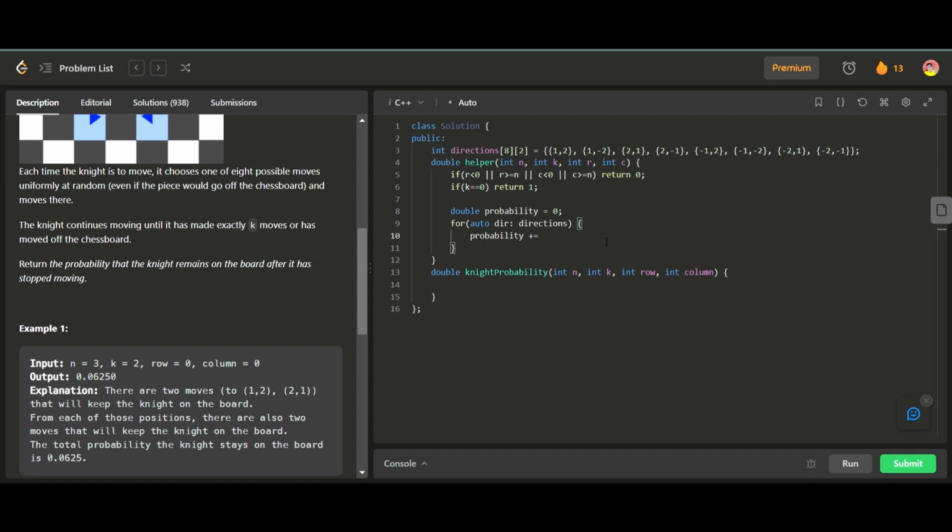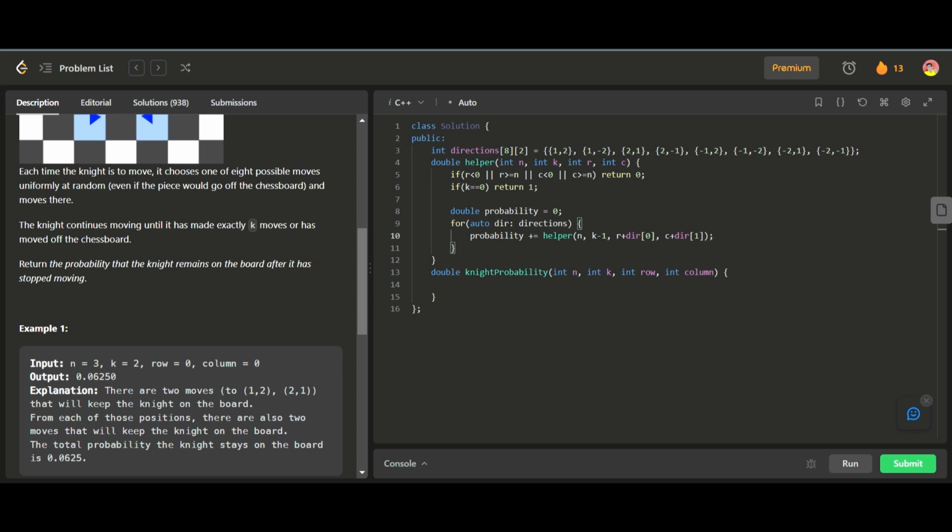So we'll call the helper function again. The size of the chessboard remains the same. Then we are one move less than the current move. Then we have to go in the direction of the current direction array. So the first index is for the row and the second index is for column.